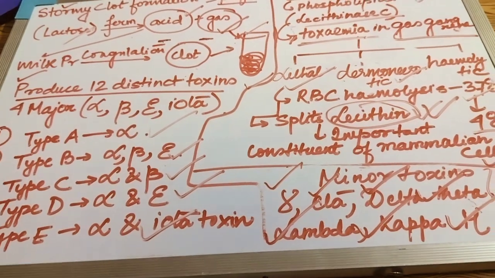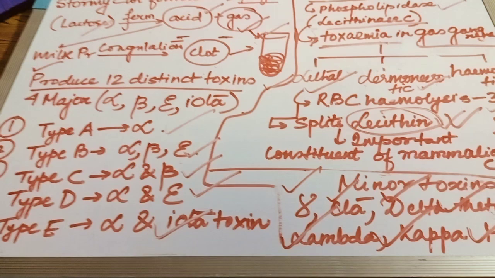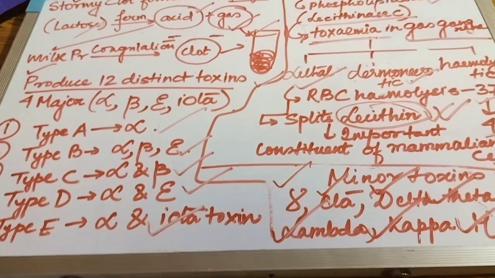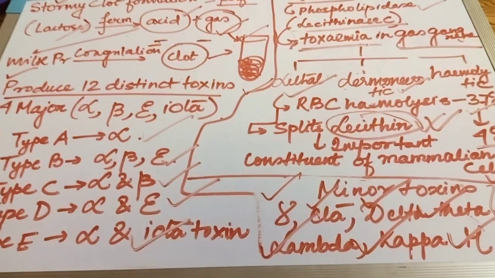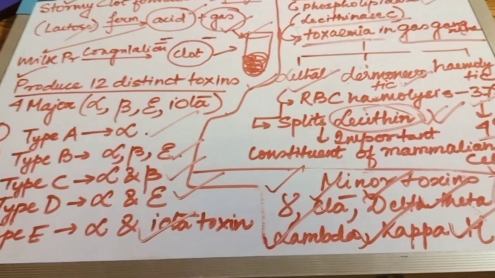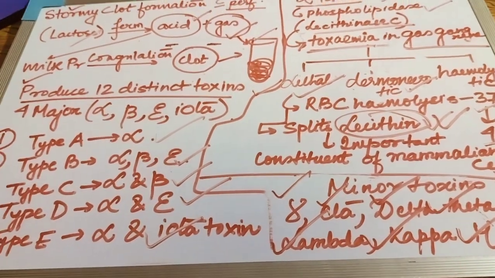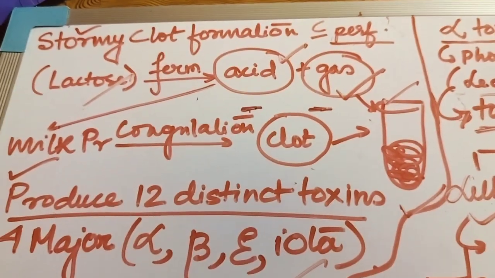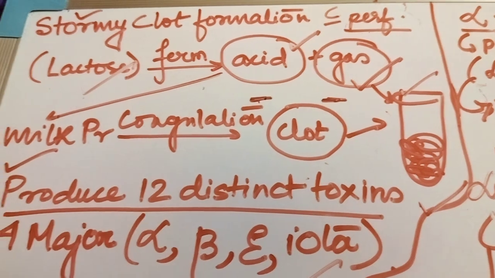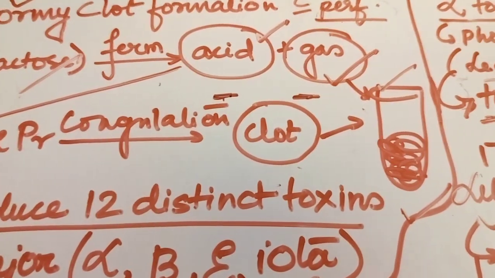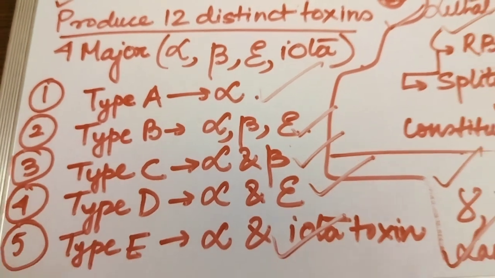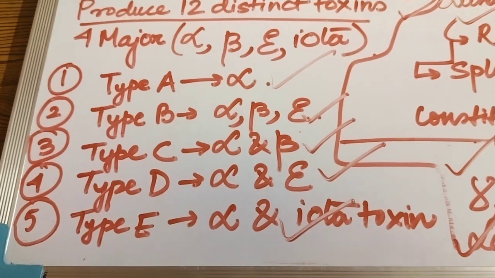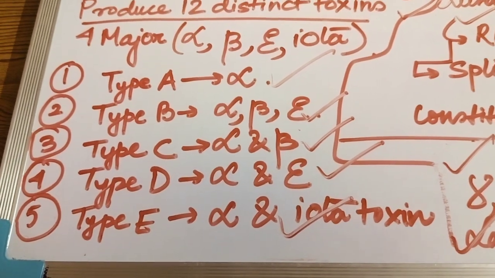So with this I complete video 2, or section 2, of Clostridium perfringens, though I will be dividing this section into many smaller sections for your understanding. If I briefly conclude, we talked about the stormy clot formation, where lactose is converted to acid and gas, and then the milk protein coagulates to produce a clot. Then we moved on to the 12 distinct toxins produced by this organism, out of which we talked about the 4 major toxins, classified as types A, B, C, D, E.